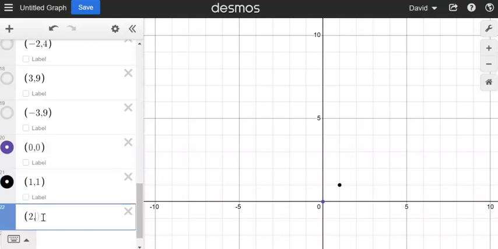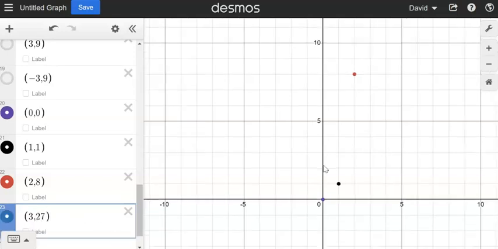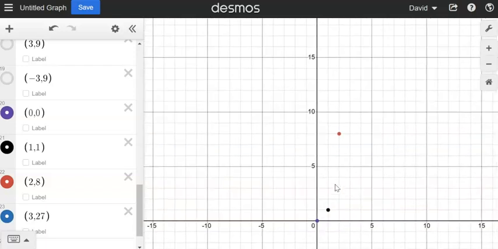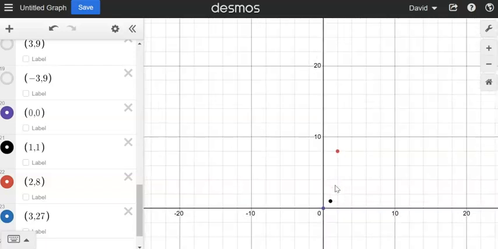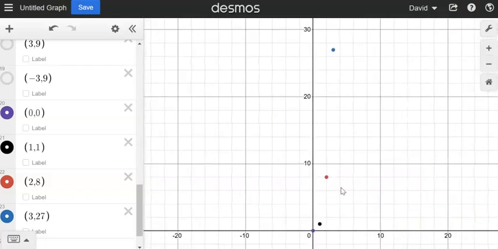What if I did 2 cubed? 2 cubed is 8. Ooh, it's kind of similar, but it's going faster. It's getting big faster. 3 cubed is 27. Whoa, I'm already going to have to zoom out a bit to even see that. Whoa, okay. It's getting steep real quick.